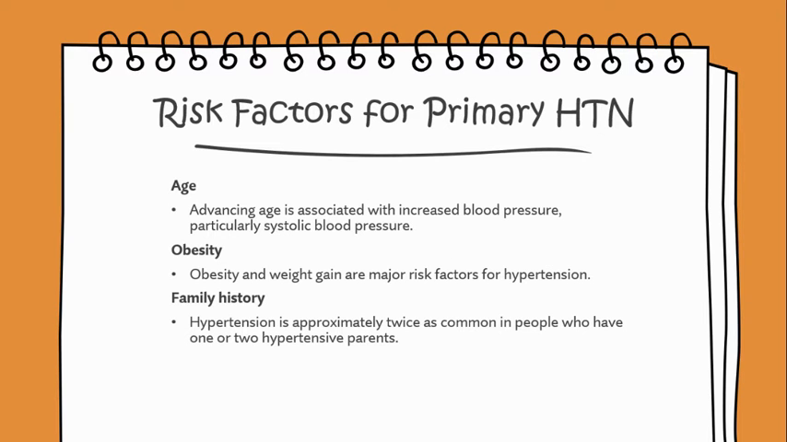Risk factors for primary hypertension. Age: advancing age is associated with increased blood pressure, particularly systolic blood pressure. Obesity and weight gain are major risk factors for hypertension. And a family history: hypertension is approximately twice as common in people who have one or two hypertensive parents.